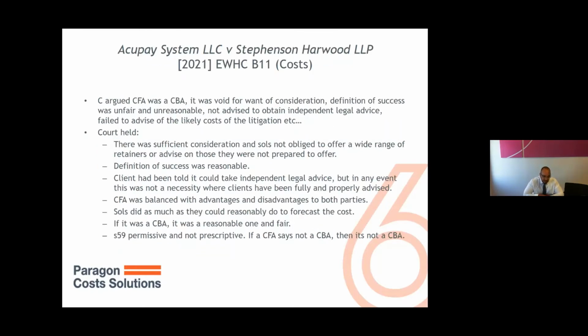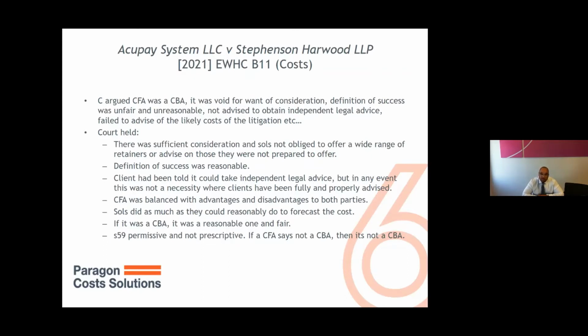The flip side of this is there has been a case where a contentious business agreement, well, in fact, would have been upheld was it a contentious business agreement. And this is the case of AccuPay. This was a case where the claimant entered into a CFA with the defendant. The claimant argued that the CFA, first of all, was a contentious business agreement, but they said it was void for want of consideration, that the definition of success was unfair and unreasonable. They weren't advised to get legal advice, and they weren't advised as to the likely costs of litigation, etc.